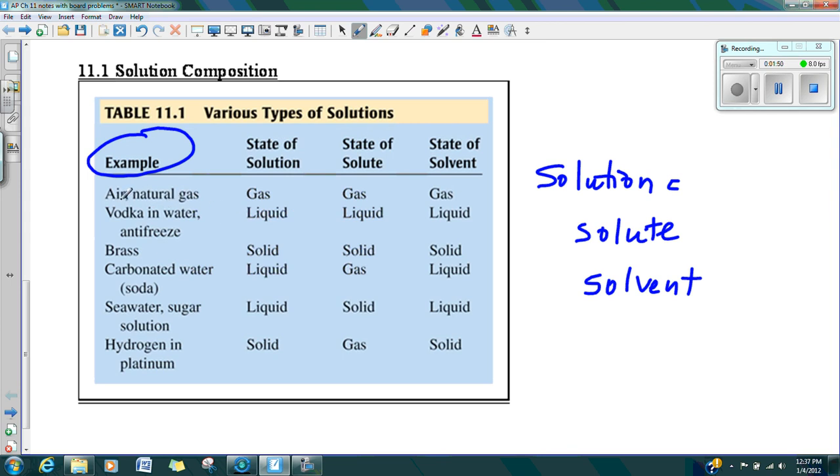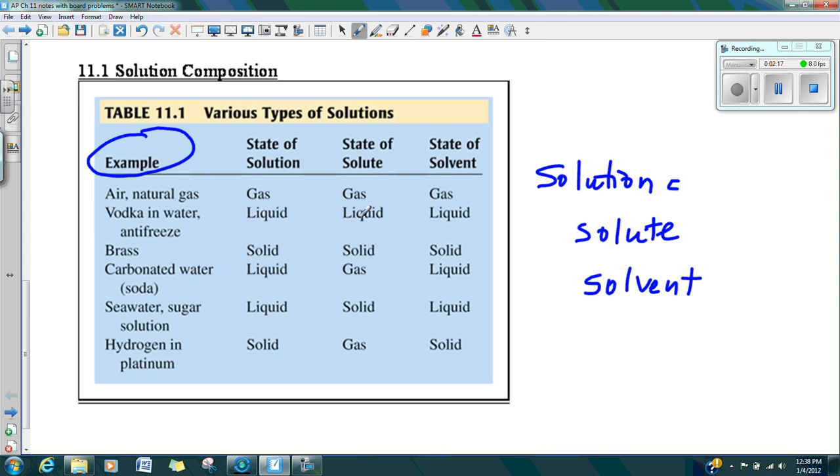Okay, so if we take a look at air or natural gas, the air that you are breathing, the state of the solution obviously is a gas state. The solute is a gas being dissolved into a gas. Vodka and water, not advocating this right now at this stage in your life, or antifreeze that we need very much now in our Minnesota winters, the state of the solution is a liquid. How does it become that way? We have a liquid dissolved in a liquid.